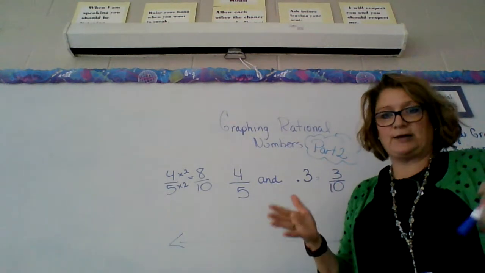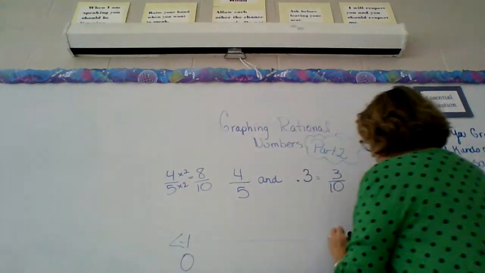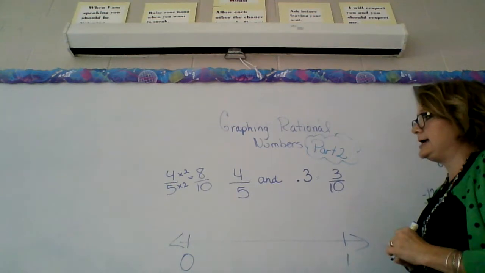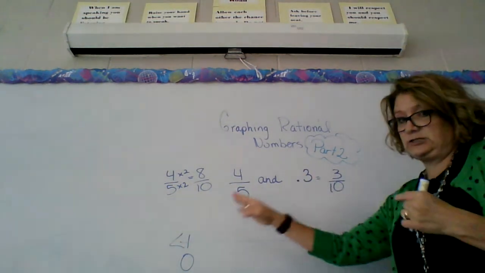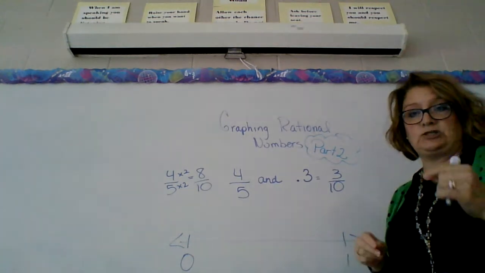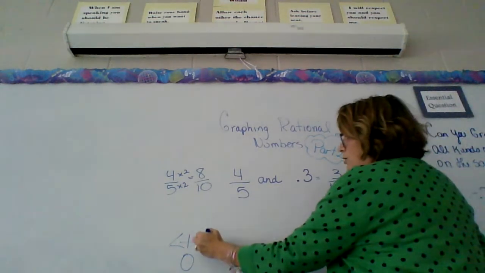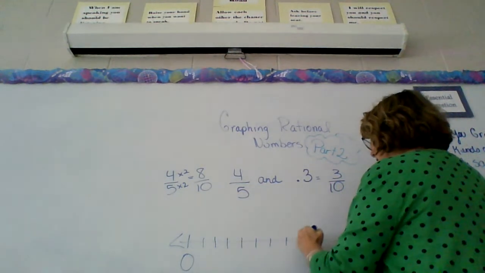So these are both positive fractions, so we're going to be between 0 and 1 whole. We don't have anything larger than 1. And the denominators here tell us that we need to divide up our space between 0 and 1 into tenths, which means 9 lines. 1, 2, 3, 4, 5, 6, 7, 8, 9.